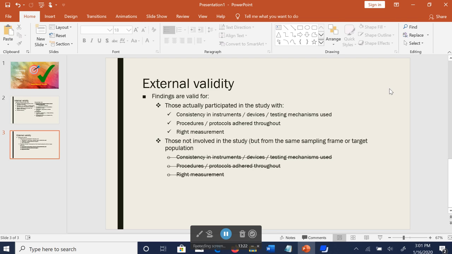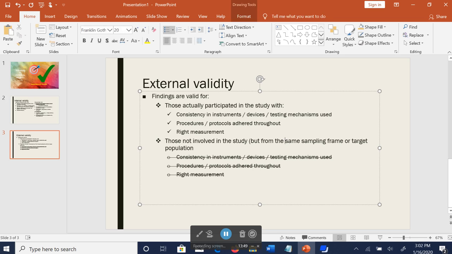And external validity also has to be manifested in those not involved in our study, but their demographic and socio-economic criteria match. These respondents or these individuals who were not selected, but their characteristics match those who were selected in our study, even though these criteria were not met.